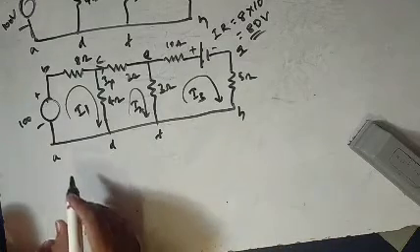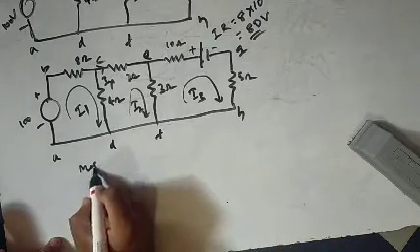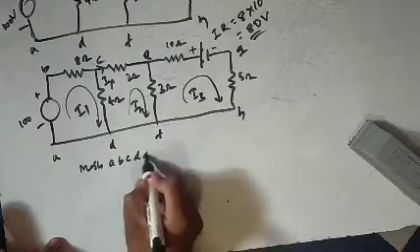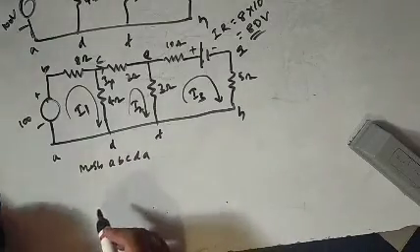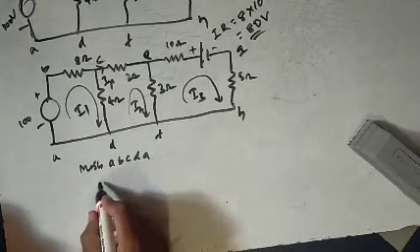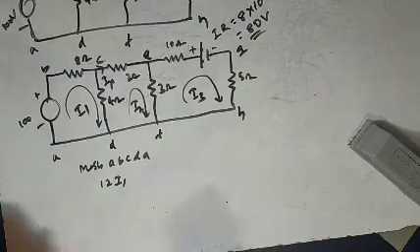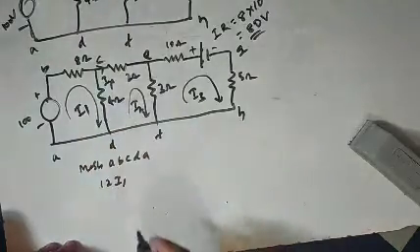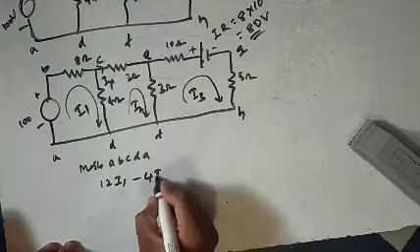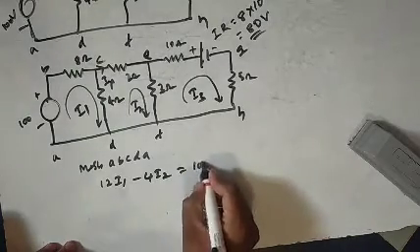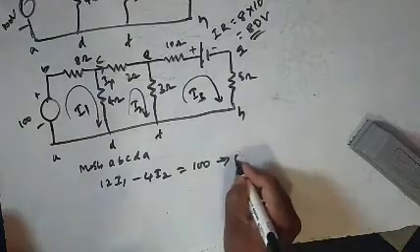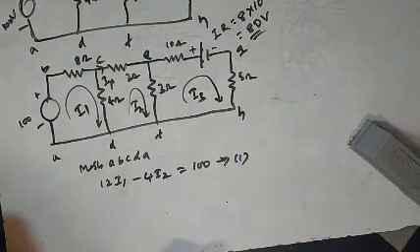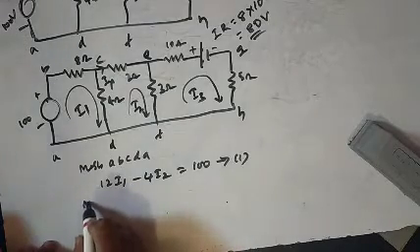Applying mesh analysis for mesh A, B, C, D, A, we have the equation. The 8 and 4 ohm belong to mesh 1, so 12 I1, as said earlier. If I am dealing with mesh 1, I1 will be positive and the remaining currents will be negative. This 4 ohm is shared with mesh 2, so minus 4 I2 is equal to 100. This is one equation.